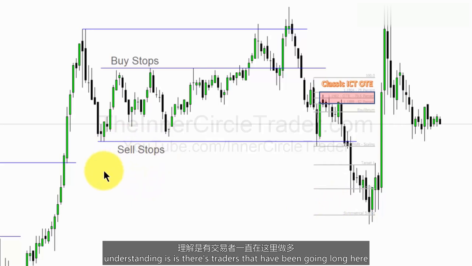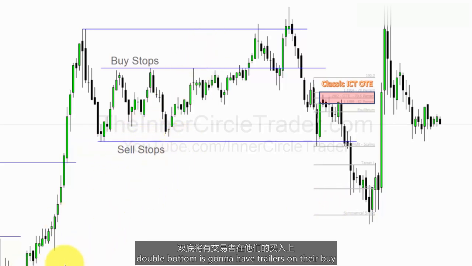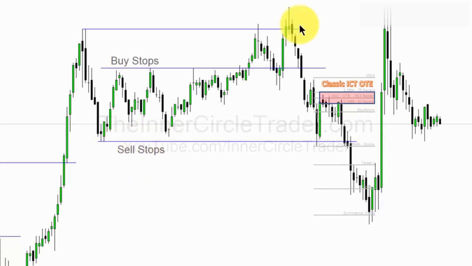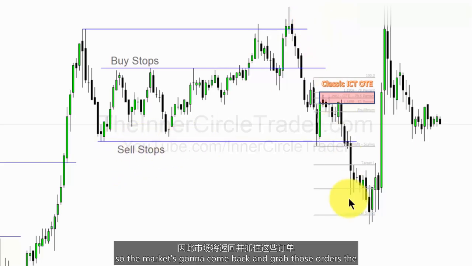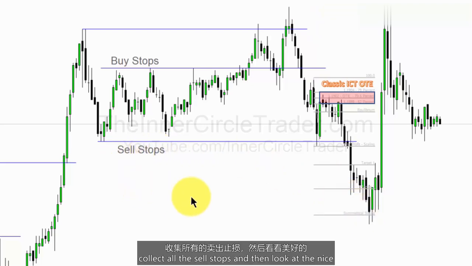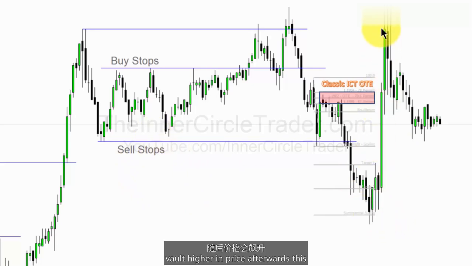The understanding is there are traders that have been going long here. A double bottom is going to have traders with trailing stops on their buy positions, bringing their sell stops up. So the market's going to come back and grab those orders. The market does, in fact, collect all the sell stops, and then look at the nice vault higher in price afterwards. This big response here is post sell stop raid.